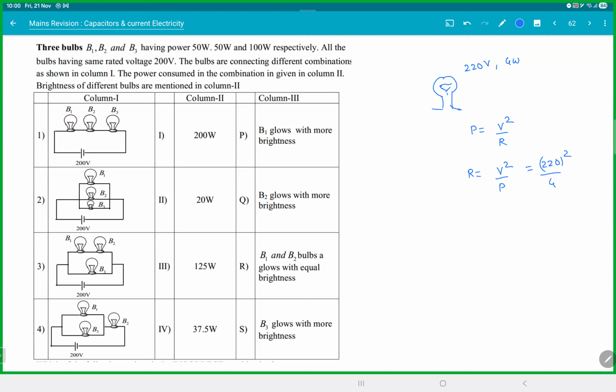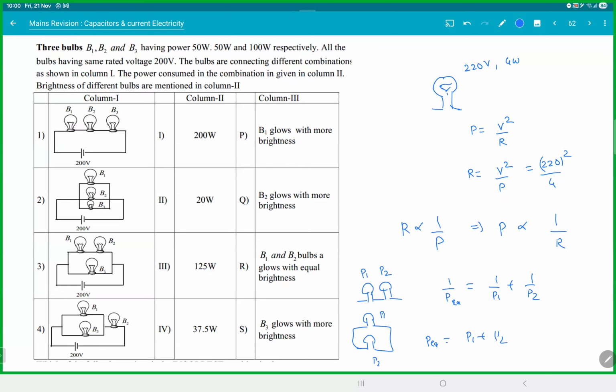So here you can clearly see, since all have the same rated voltage, R is proportional to 1 by P, or P is proportional to 1 by R. So if you have bulbs in series, P1, P2, then 1 by P equivalent is 1 by P1 plus 1 by P2. If you have them in parallel, then P equivalent is P1 plus P2. This will make your life easy actually.